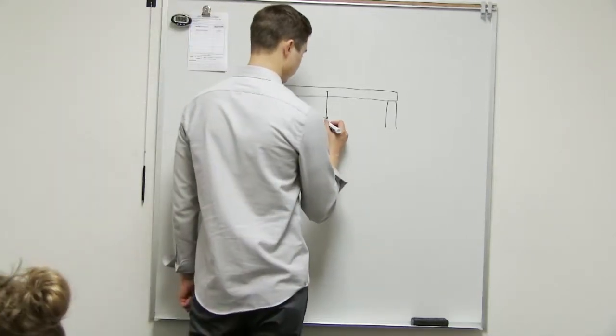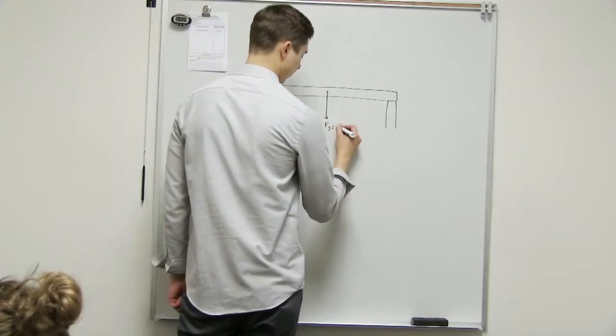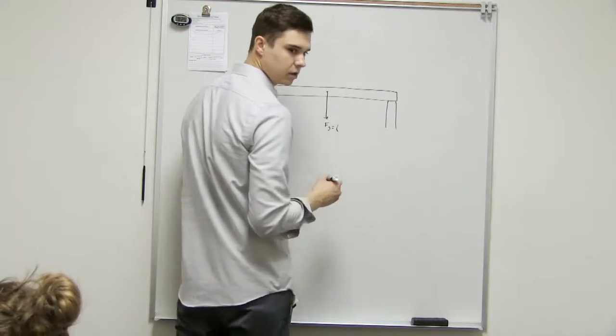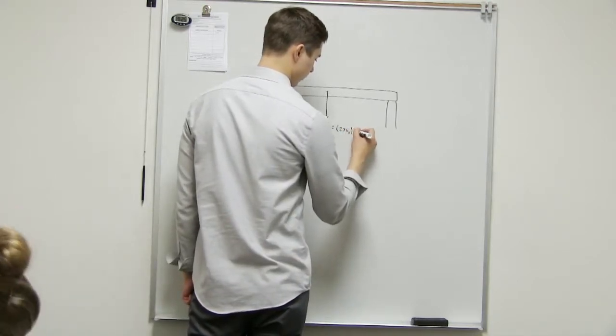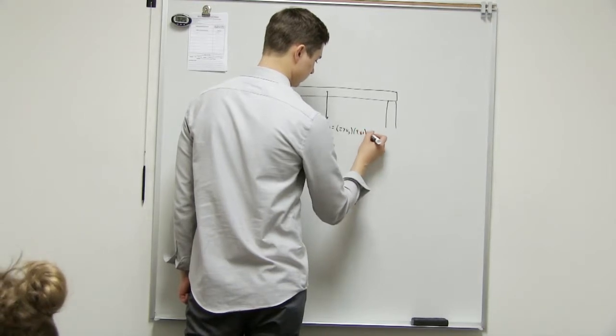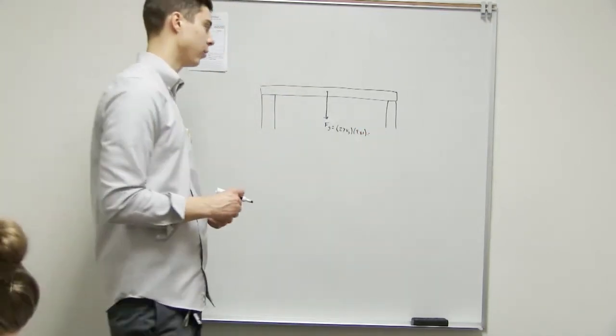So we can say there's a force of gravity right there equal to the mass of the board, which was 27, times gravity, which is 9.81. So that's some number. We also have a painter standing on the board.